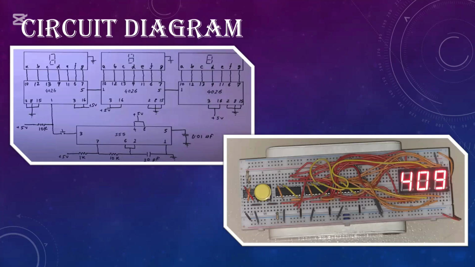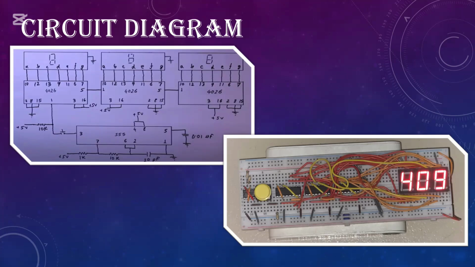Now I am talking about the circuit diagram. Here you can see two images. The first one is our circuit design, and the second is our whole project. In the first image, we can see there is a 555 timer and 4 ICs and 7-segment display. In our project image, we can see first there is a 555 timer and push button and 3 ICs which are connected to each other, and there are 3 7-segment displays, and there are a lot of connection wires and resistors.